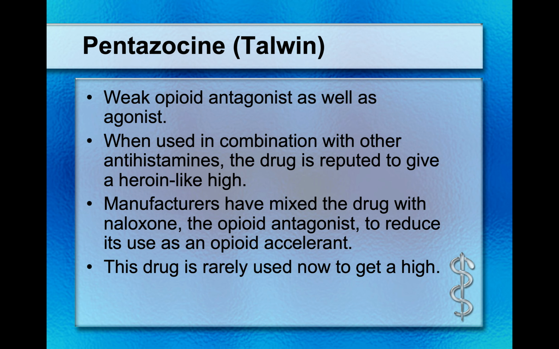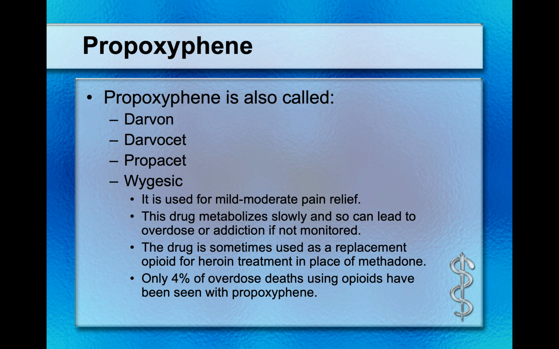Talwin is a weak opioid antagonist as well as an agonist. When used in combination with antihistamines, the drug is reputed to give a heroin-like high. Manufacturers have mixed the drug with naloxone, the opioid antagonist, to reduce its use as an opioid accelerant. This drug is rarely used now to get a high. Talwin just does not work anymore.